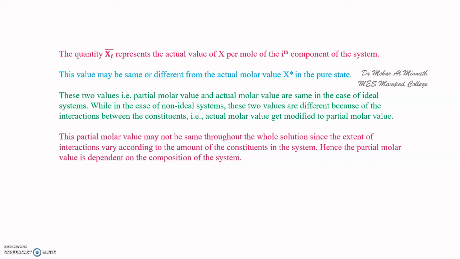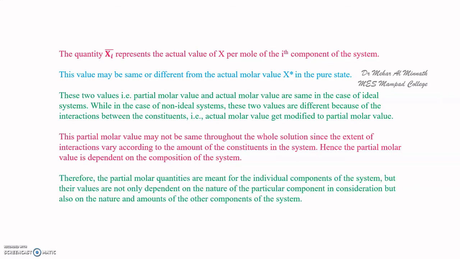But if it is a highly concentrated system, then the partial value will not be the same in the whole of the solution, because the interaction will change. The interaction between the components will vary. Now, therefore, the partial molar quantities are meant for the individual components of the system. But their values are not only dependent on the nature of the particular component, but also the nature of amount of the other component, because that decides the interaction.